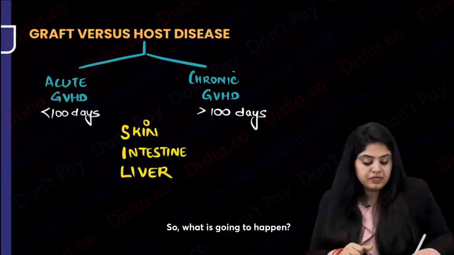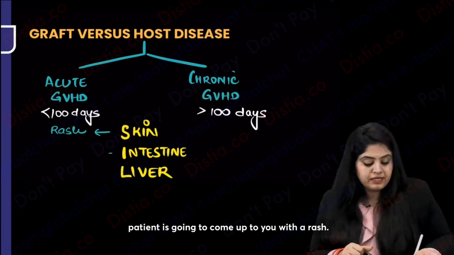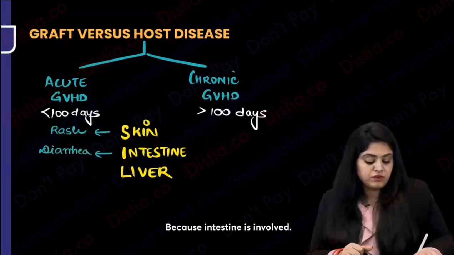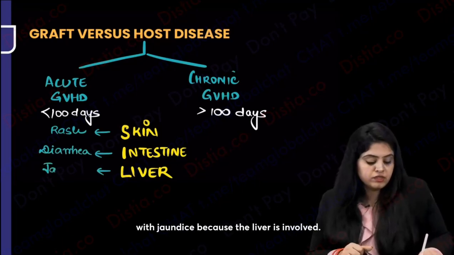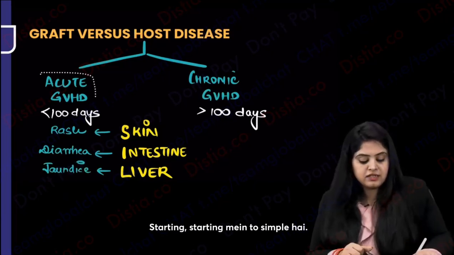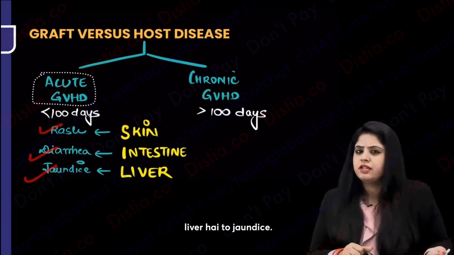So what is going to happen? The skin is going to come up, the patient is going to come up to you with a rash. Next, the patient is going to come up to you with diarrhea because the intestine is involved. The patient is going to come up to you with jaundice because the liver is involved. But that is all acute. Starting mein toh simple hai. The skin will show you a rash, intestine will show you diarrhea, liver hai toh jaundice.